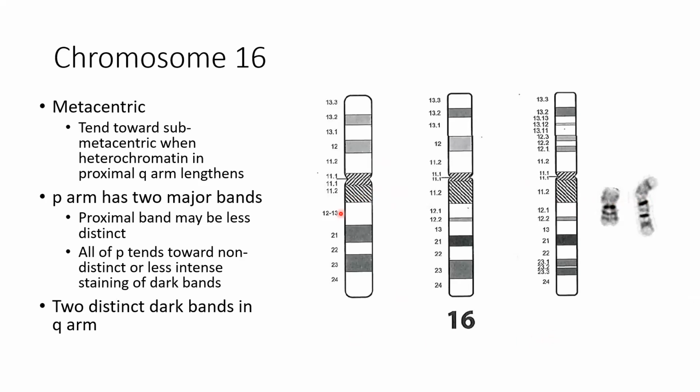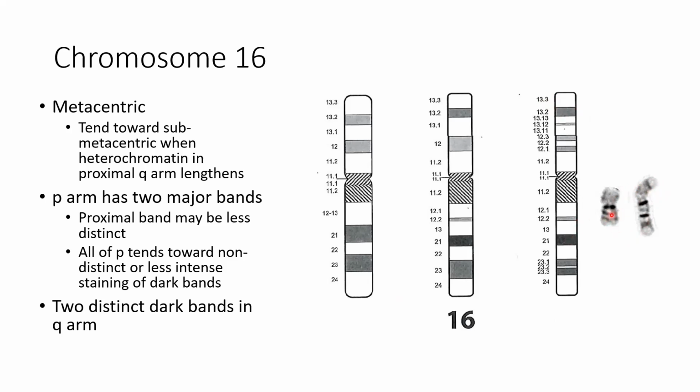And again, we'll talk about C-bands a little later into boot camp. So for the P arm, a lot of times the thing that stands out about the P arm is, again, how much of a smear it can look like. There is that dark and light band at the telomere. But this is a region that does not always cooperate in the banding.